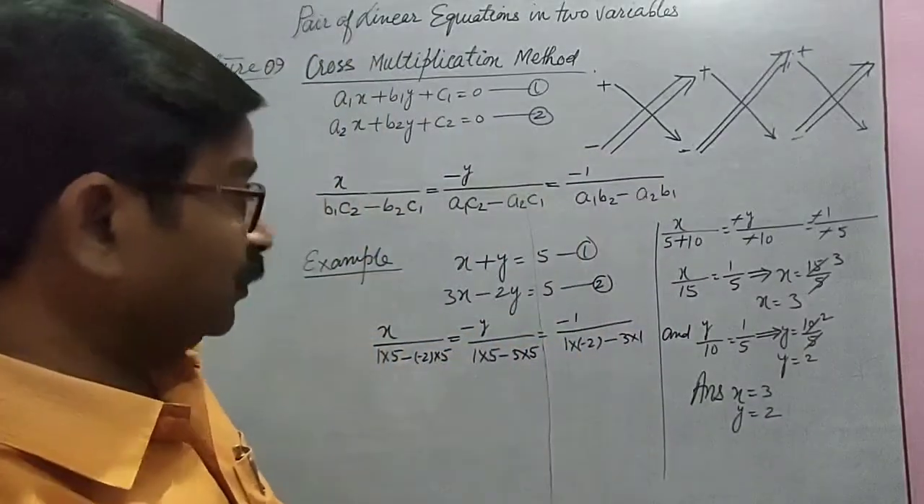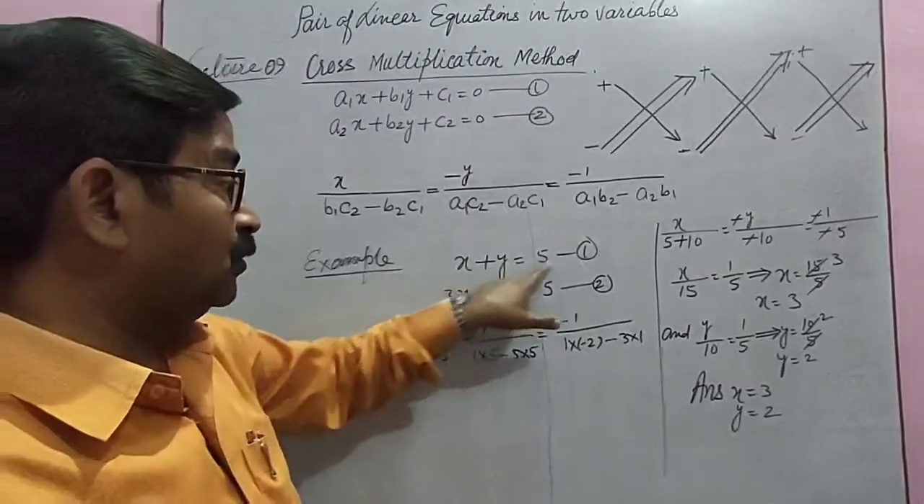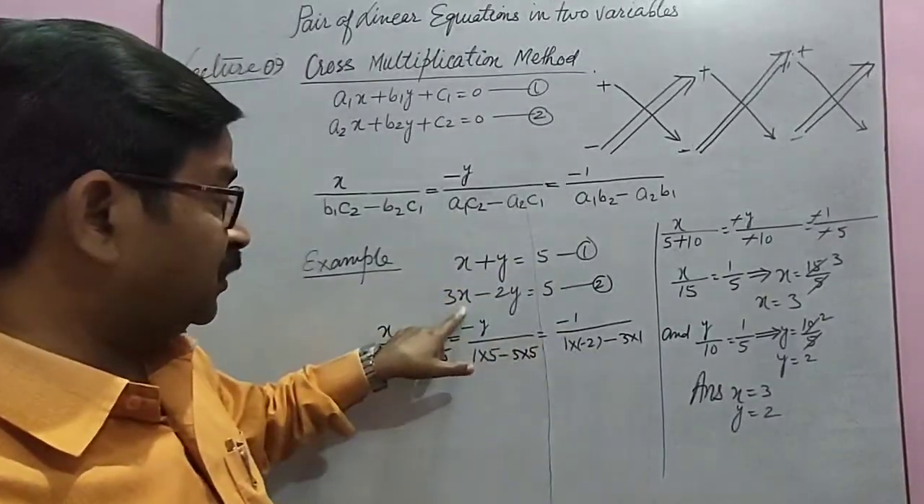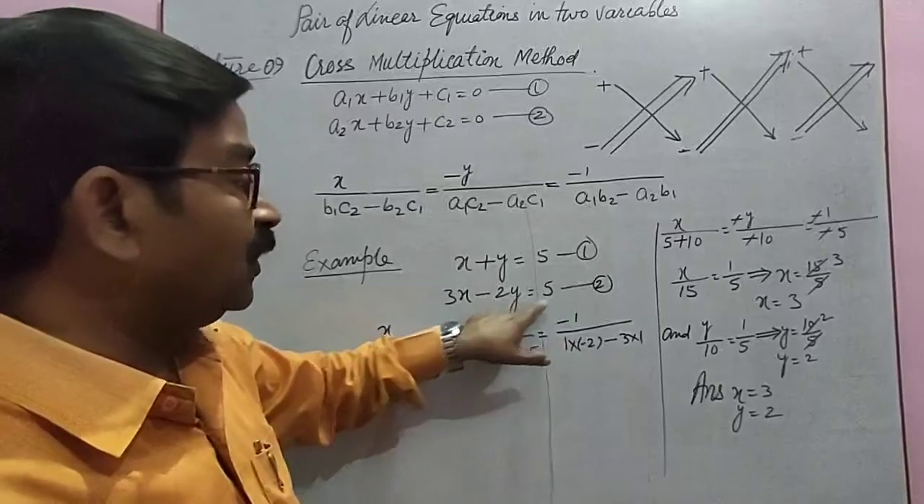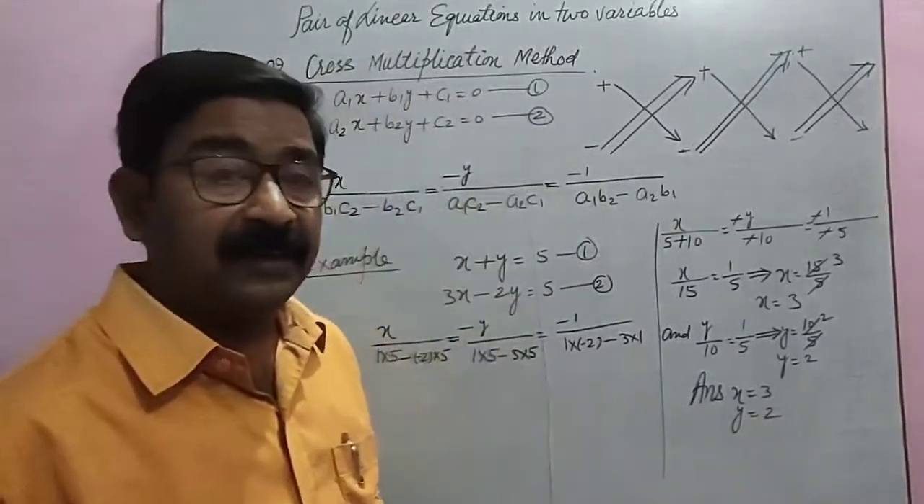You can check the solution. If you put the value here in the equation, 3 plus 2 is 5. Here 3 threes are 9 minus 2 twos are 4 is equal to 5. Means your answer is correct. Very simple method it is.